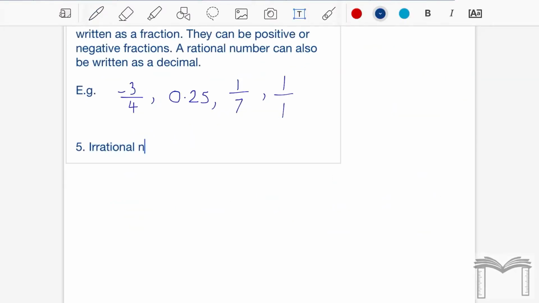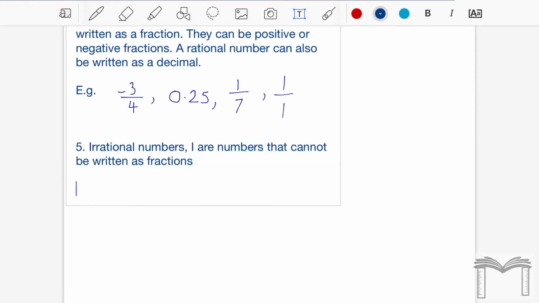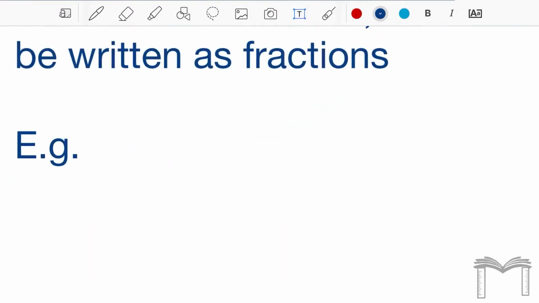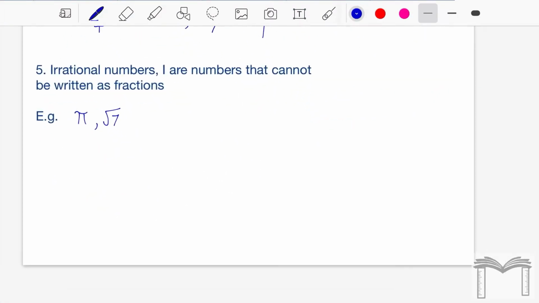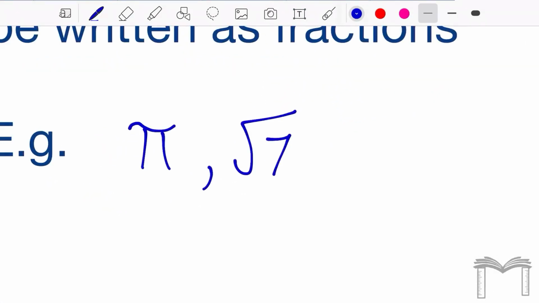Next, we have irrational numbers, represented by capital I, and these are numbers that cannot be written as a fraction. So again, irrational numbers, I, are numbers that cannot be written as a fraction. So for example, we have pi and √7. So I want you now to take some time, grab your calculator, and look for the pi symbol, and put in pi. So I will give you a moment to do that.